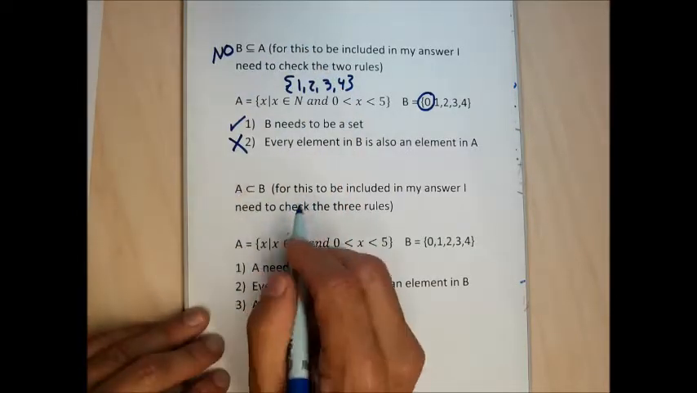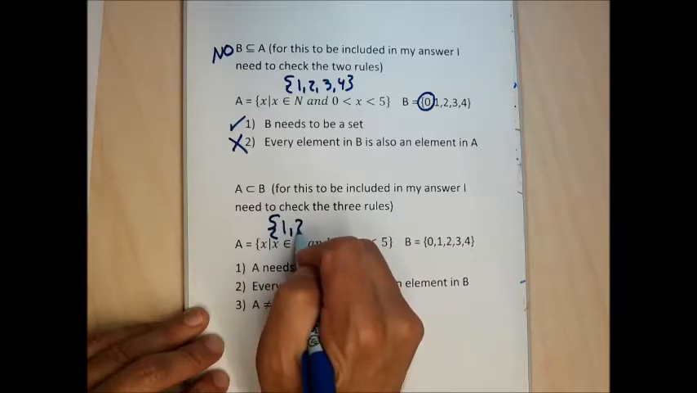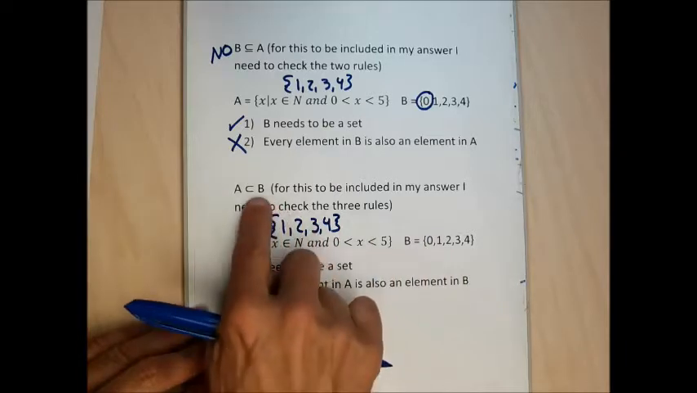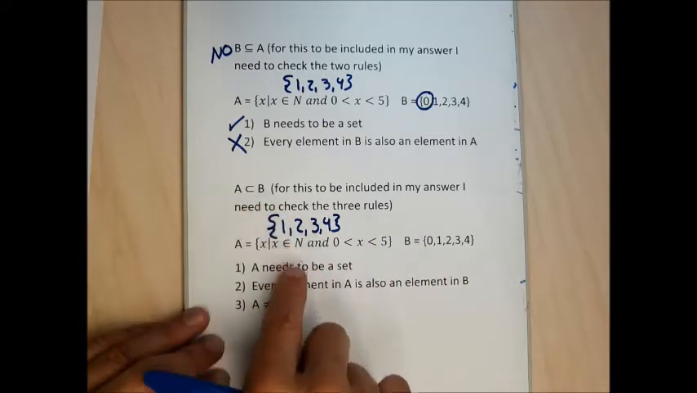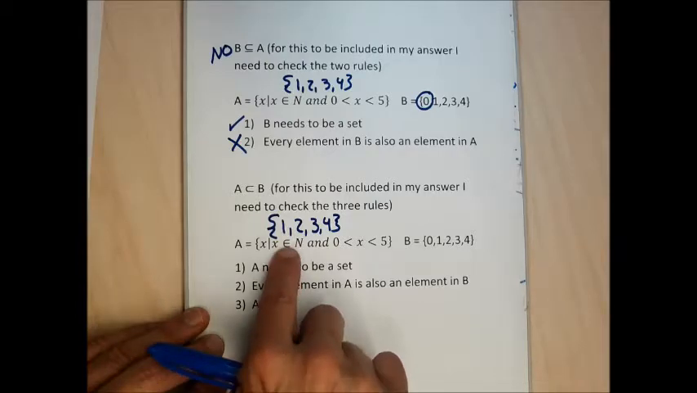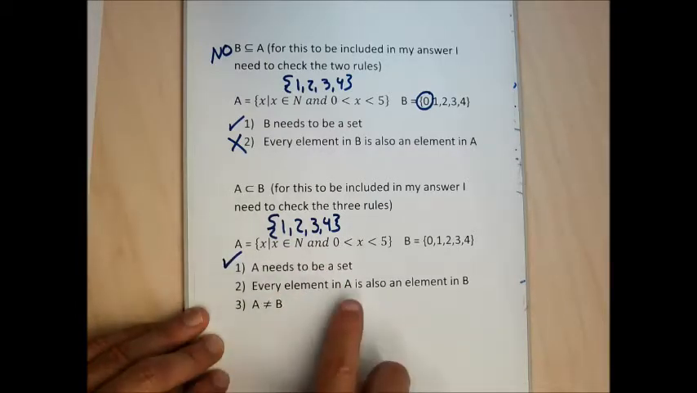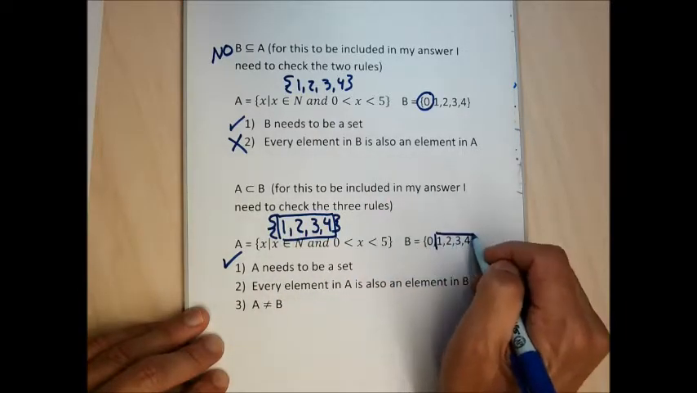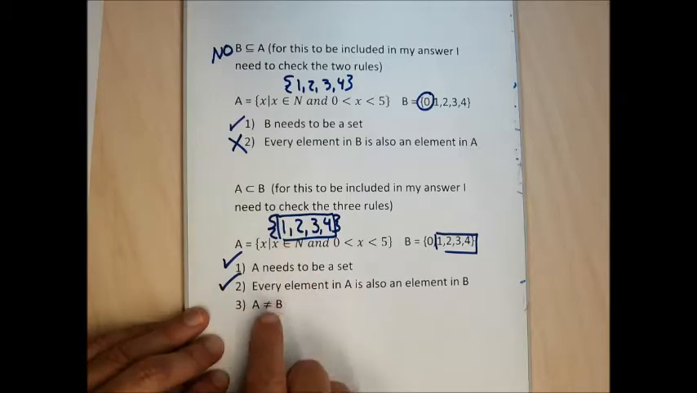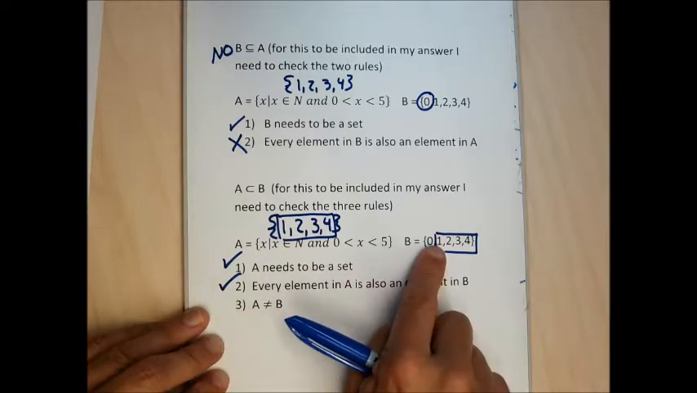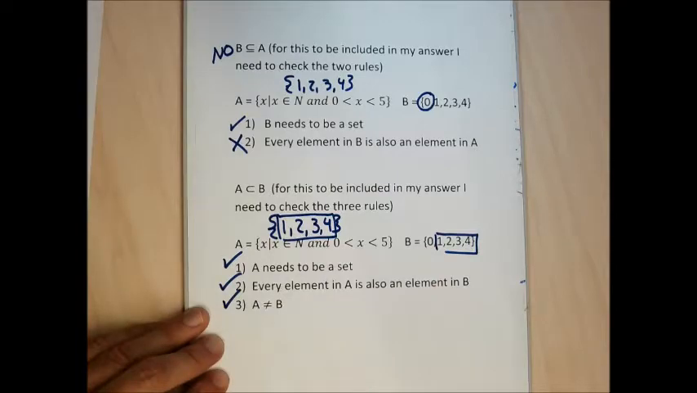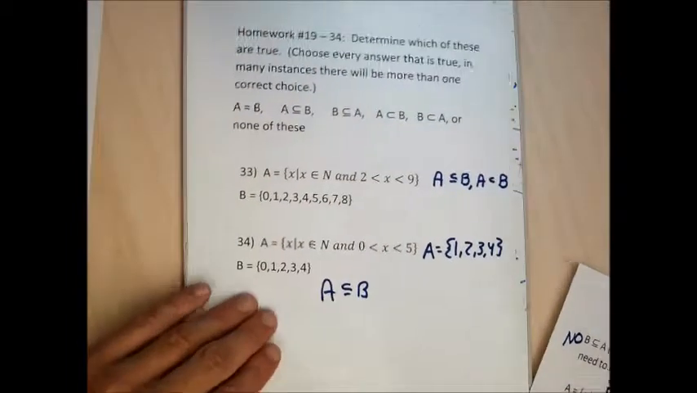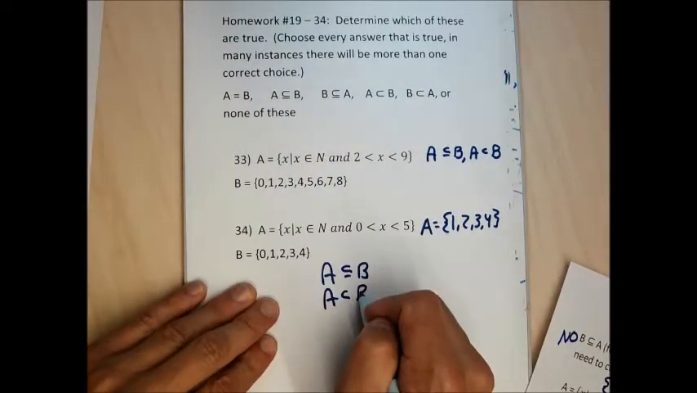Now I'm going to check to see if A is a proper subset of B by comparing the roster form of A, the set 1, 2, 3, and 4, with the roster form of B. For A to be a proper subset of B, there are 3 criteria. First criteria, A has to be a set. It was given in set builder notation, so it's a set. Second criteria, every element in A is an element in B. That rule is satisfied. Last, the sets aren't equal. The sets aren't equal because B has a 0 that A doesn't have. That rule is satisfied, so I'm going to put a big yes for this. And that symbol, A is a proper subset of B, is also going to go in my answer to 34.